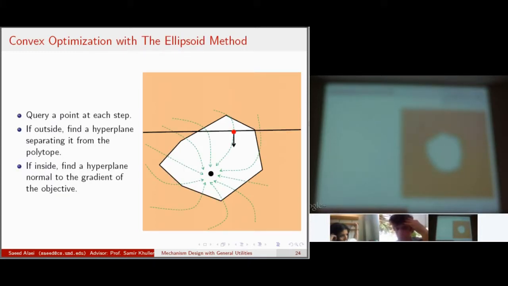Is this also how the convex solvers work in practice? No, this is actually only for theoretical. Yeah, I know that, but I was wondering, do the convex solvers use any of these ideas? I think they use the interior point method.